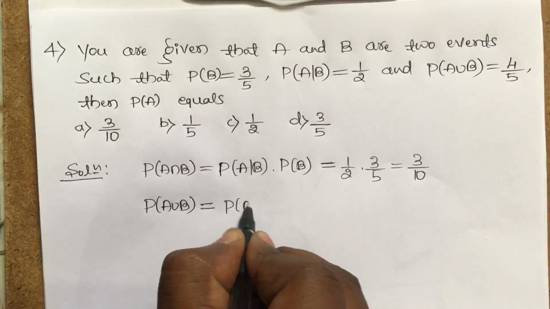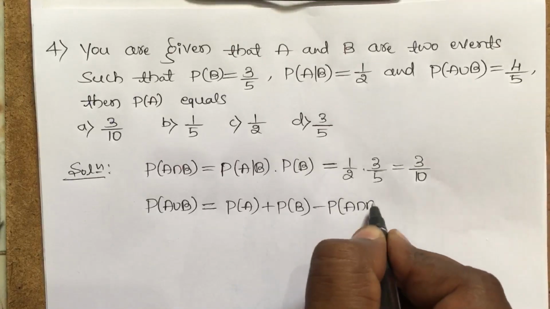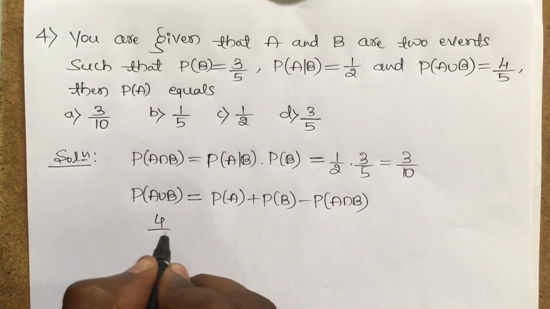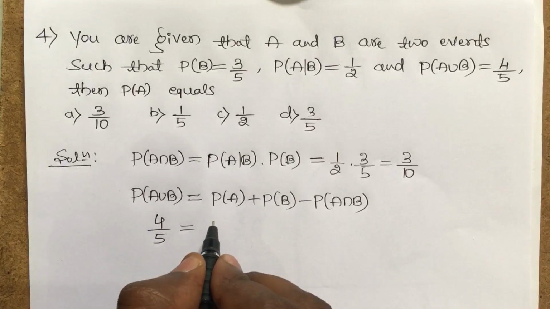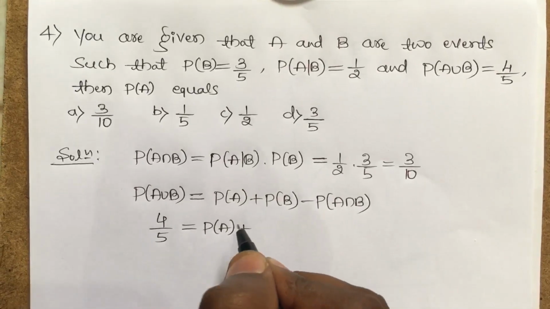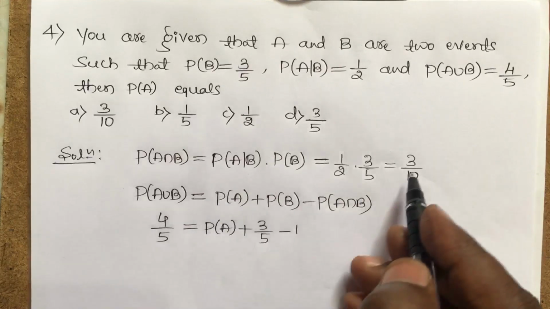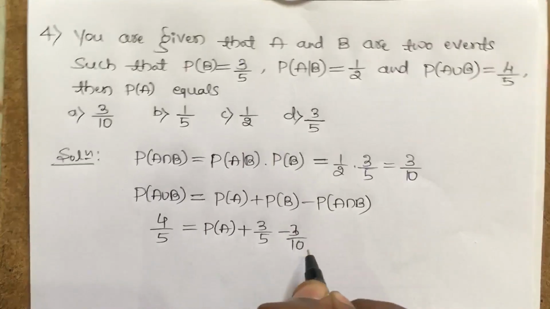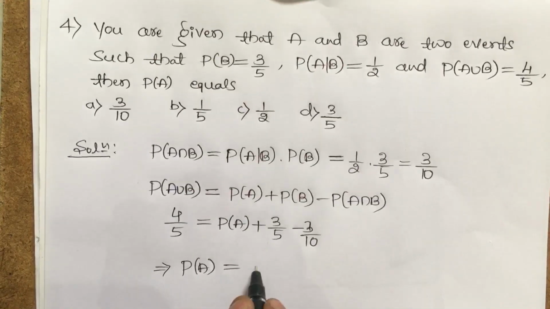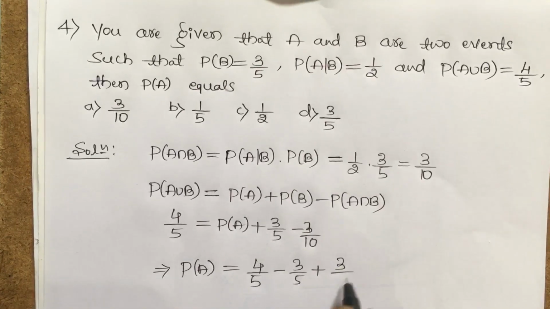P of A union B is equal to P of A plus P of B minus P of A intersection B. So P of A union B is 4 divided by 5, which is equal to P of A, which we have to calculate, plus P of B, which is 3 by 5, then minus P of A intersection B, which is 3 by 10. This implies P of A is equal to 4 by 5 minus 3 by 5 plus 3 by 10.